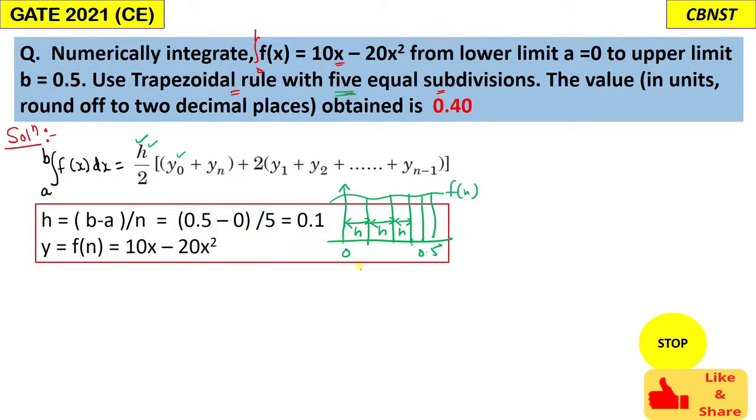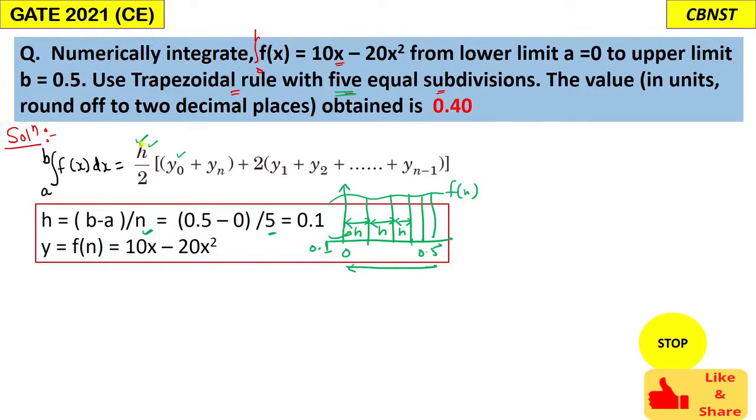So how can we find this h? This is the simple obvious formula, that we can find this length from 0 to 0.5. How? 0.5 minus 0 divided by the total sub intervals, which are 5. So this n is the total number of sub intervals. So we will get 0.1 as the value of h. Okay, this is the sub interval length.